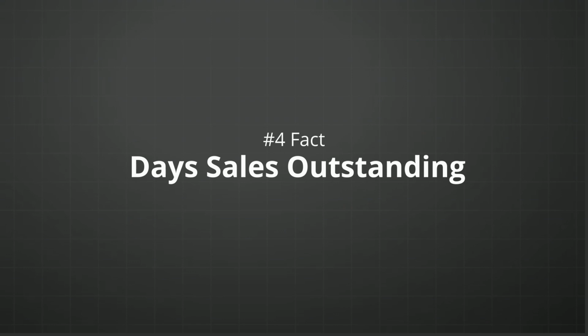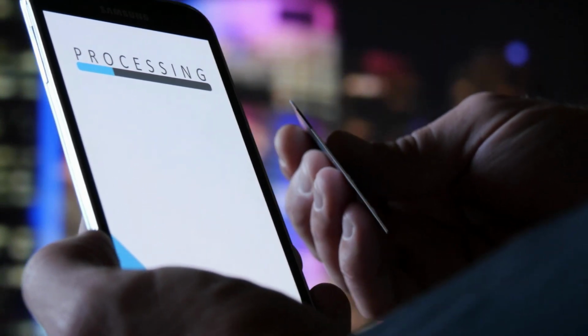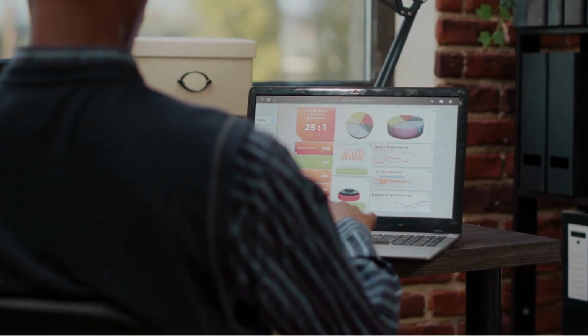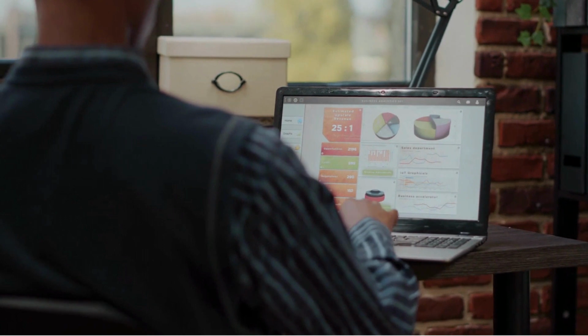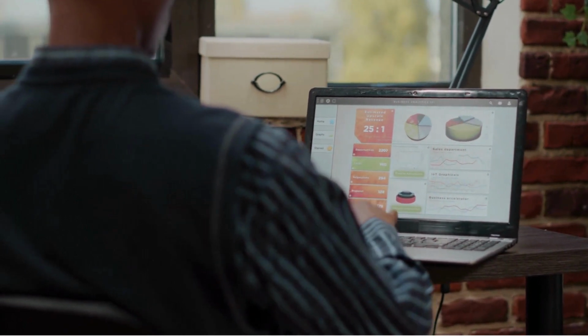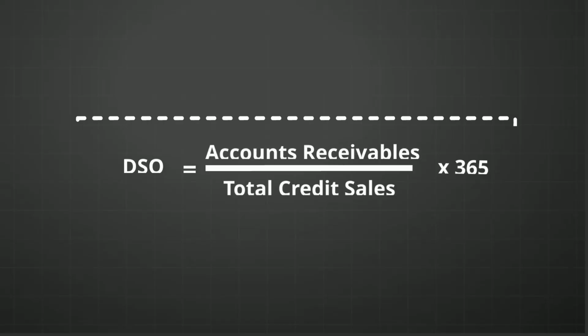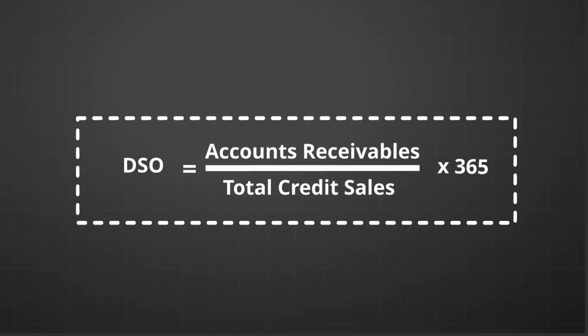Another activity or efficiency ratio, day sales outstanding, or DSO, estimates how long it takes to get paid after making a sale. While similar to accounts receivable turnover, this metric refers to the number of days before your business can convert its outstanding receivables to cash for a given year. DSO is equal to accounts receivable over total credit sales times 365.